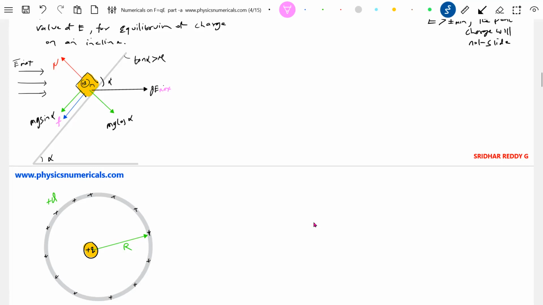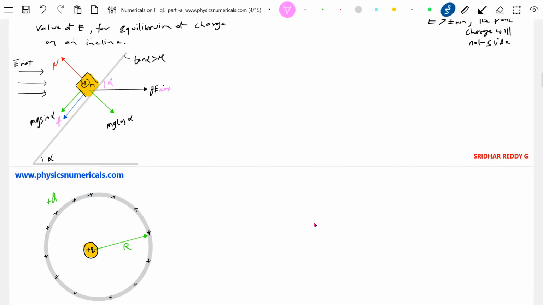Why should you change this one? Because as we keep on increasing the electrostatic field, the component of electrostatic force along the incline will be such that it is able to overcome these two forces. So the block is about to slide up. There's a maximum electric field for which the point charge can be in equilibrium.